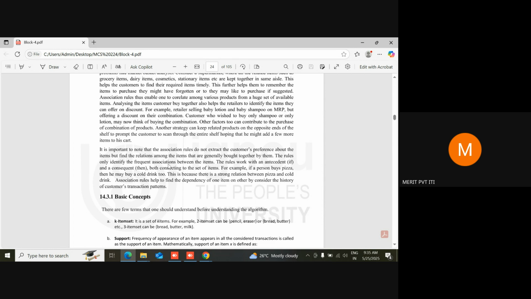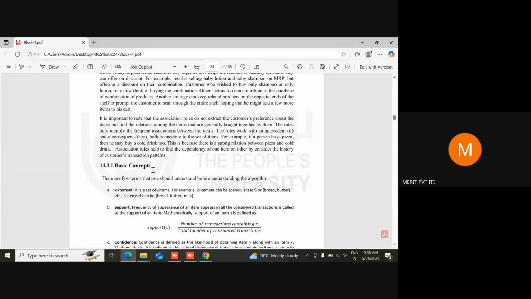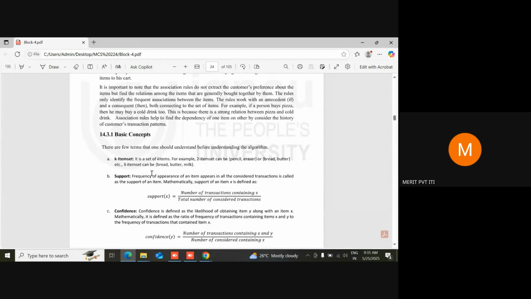So these are the basic concepts of malls, so that you organize your things in such a manner that things are there and you don't get disturbed by other things. You are tempted to buy those things, or you feel these are things you don't have at home, you should have them, or this thing is missing or has come short of supply, so you want to buy it. These are the important things. So the basic concepts are a few items one should understand before understanding the algorithm. K item set: it is a set of K items.